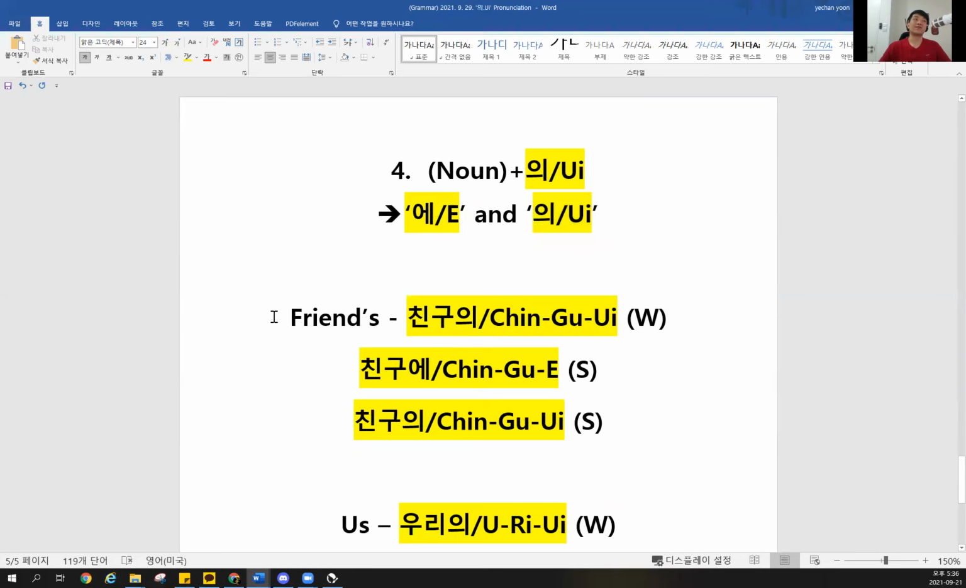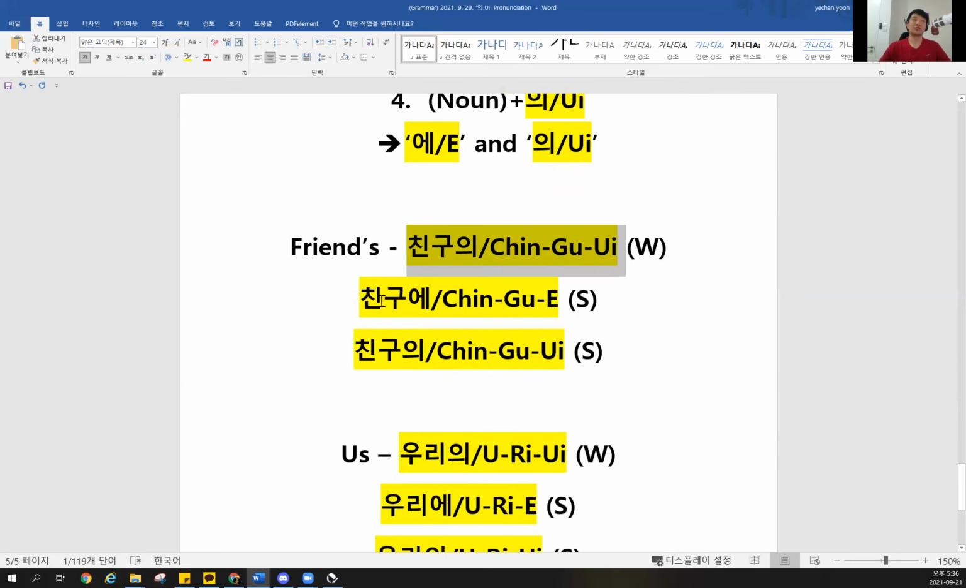So how can you say friends? How you can say 친구의. So for the pronunciation, you can also use both of it, which is 친구의 or 친구의. You can use both of it.